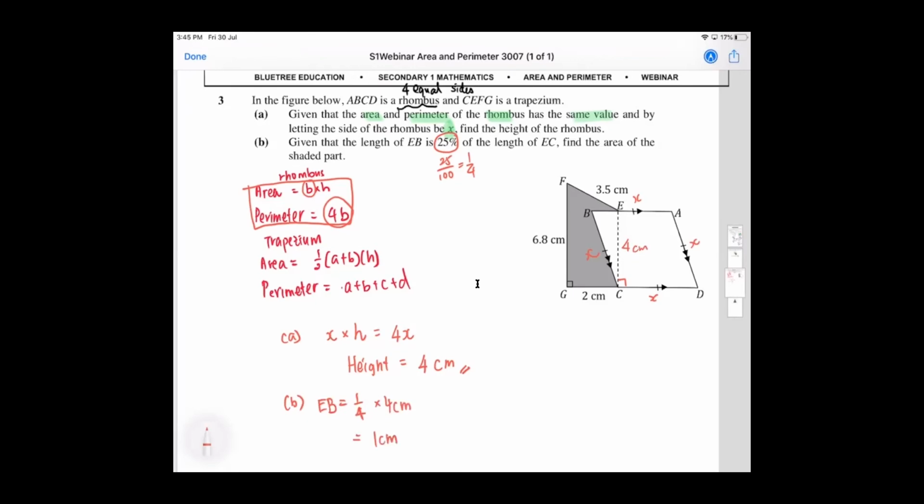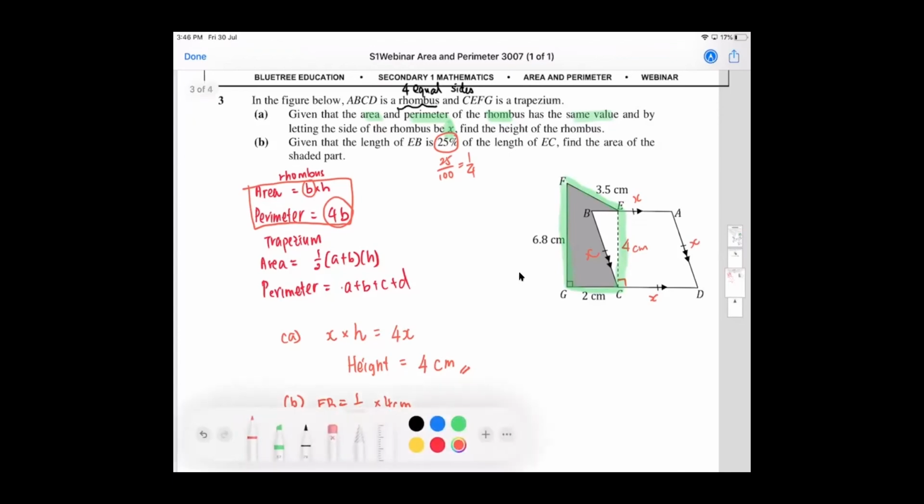So next part, we need to find the area of the shaded part. The shaded part is actually a trapezium minus a triangle. You see this shaded part here, this is a trapezium, minus the triangle BEC. So this is a composite figure. It's not a regular figure. It's made up of a regular figure subtract another regular figure.